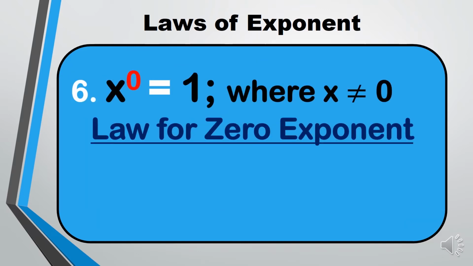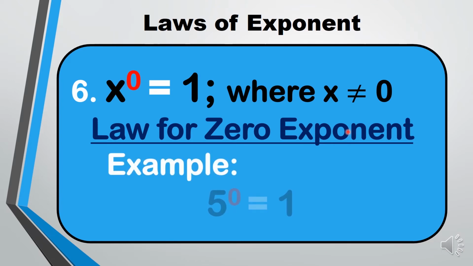Our last rule is law for zero exponent. X raised to 0 is equal to 1, where x should not be equal to 0. Sa rule ng exponent na to, ang ating base ay hindi pwedeng maging 0. At lahat ng base na naka-raise sa 0 ay laging equal sa 1. Example, 5 raised to 0 is equal to 1.